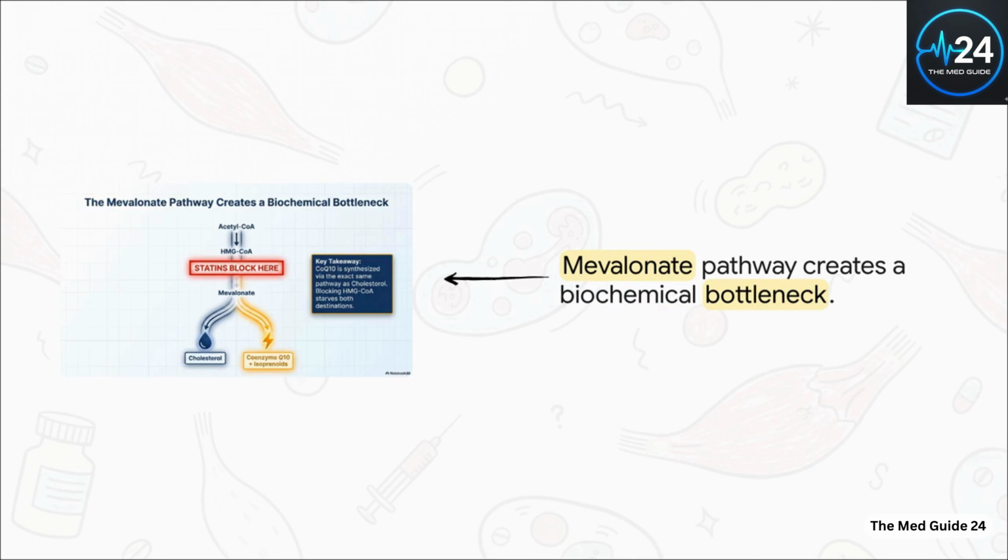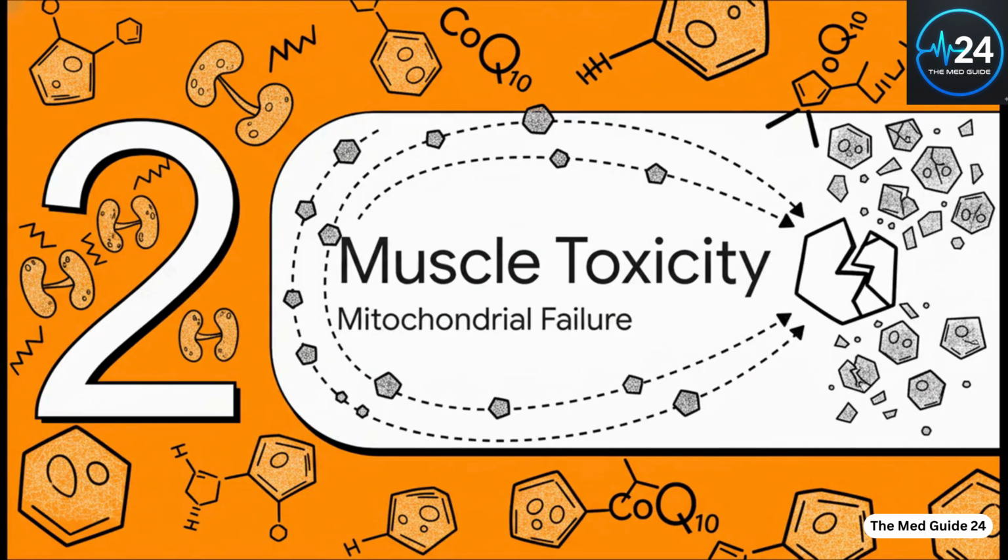But here is the crucial clinical alert. Blocking HMG-CoA also starves the mevalonate pathway. You simply cannot block the road to cholesterol without also inadvertently cutting off the synthesis of coenzyme Q10. It's a classic biochemical bottleneck, and honestly, it's the absolute foundation of the myopathy side effects we see in our patients. Moving on to Section 2, pathophysiology of muscle toxicity, mitochondrial failure.